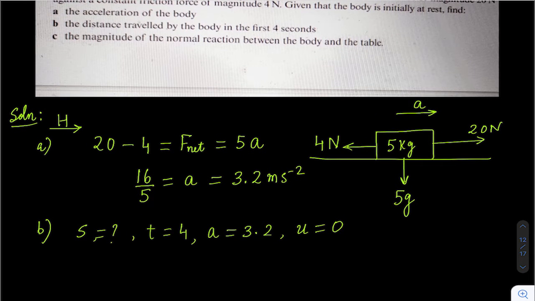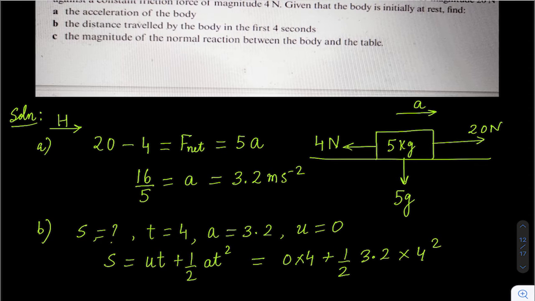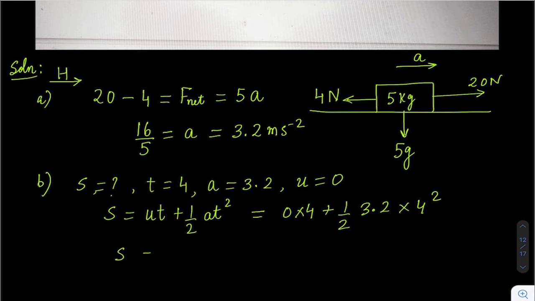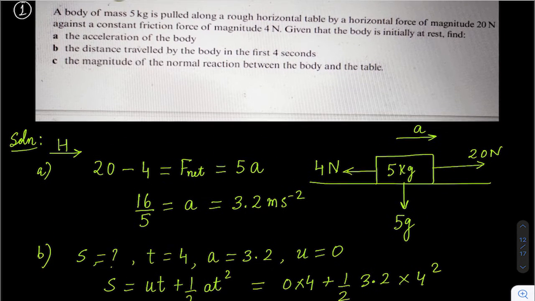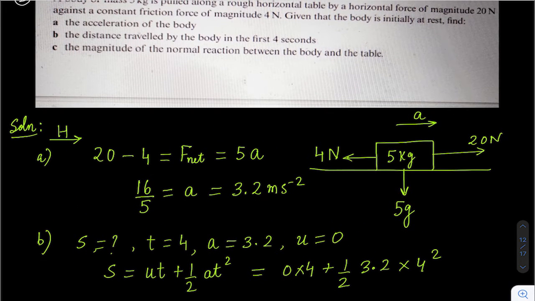What's the equation that connects S, U, A and T? That is S equals UT plus half AT square. So let's substitute the values. U is 0. So 0 into 4 plus half, acceleration is 3.2 into 4 square. So what's our displacement in this case? It is coming out to be 25.6 meters. So that you can say is the distance traveled by the body in the first 4 seconds.